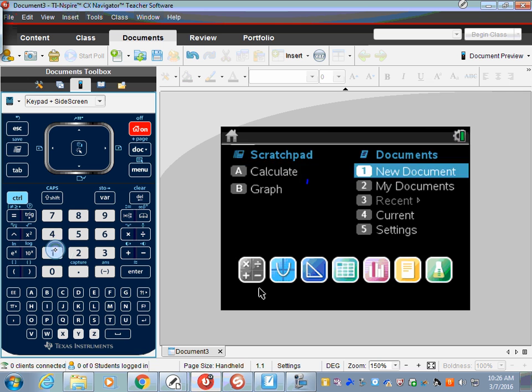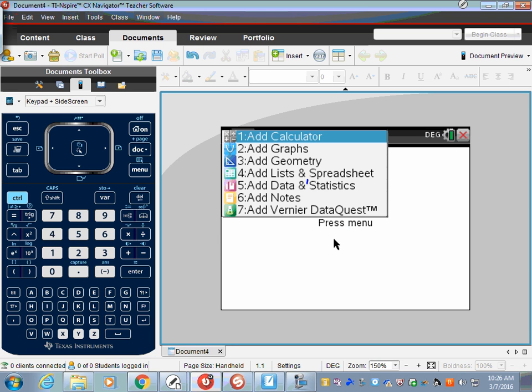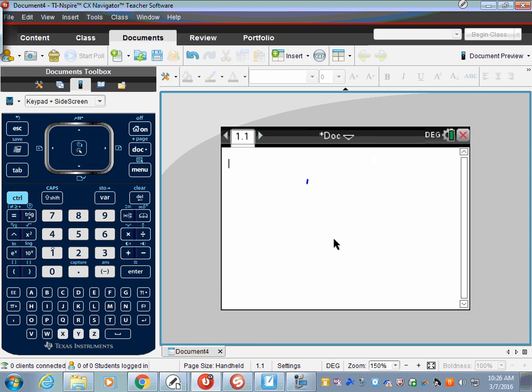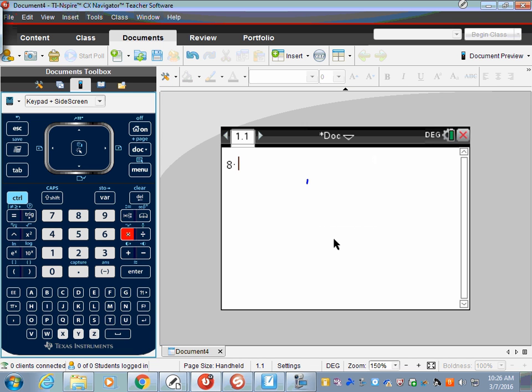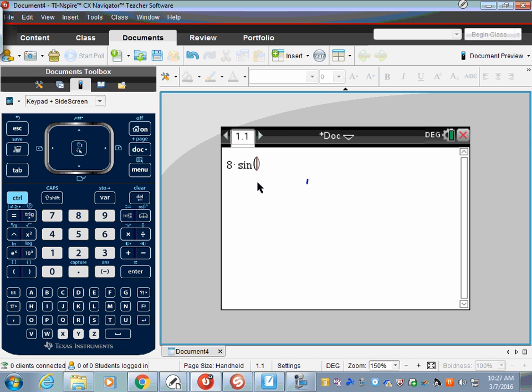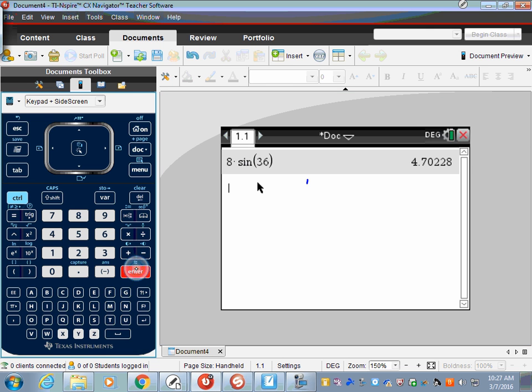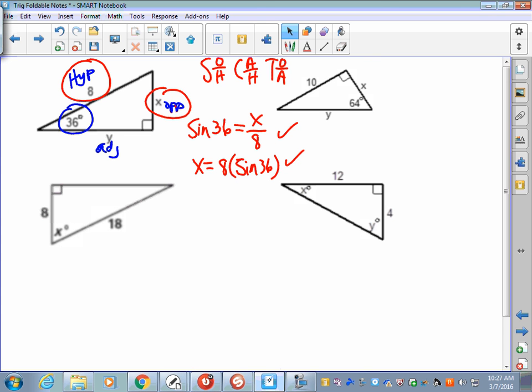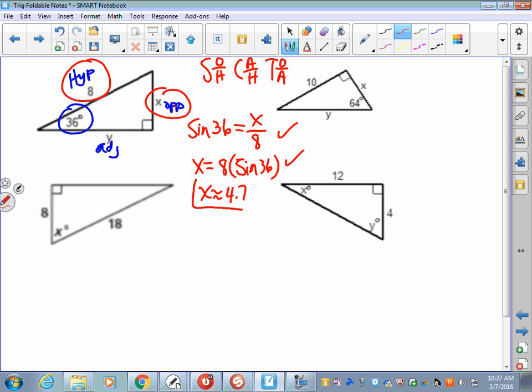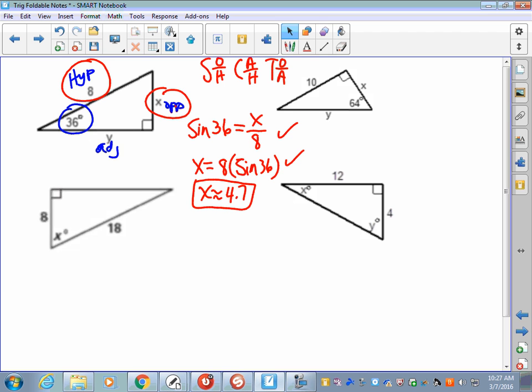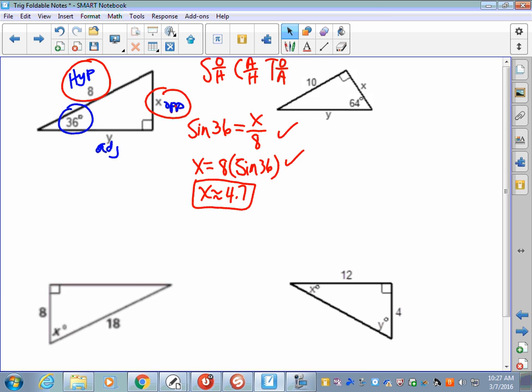So now you would have to go to your calculator and type it in. I'm going to do a whole new document. If you have a different calculator, I'll show you. You go to 8 times, and then go to your trig, sine 36, hit enter, and we round to the nearest tenth. 4.7, correct. So x is approximately 4.7.